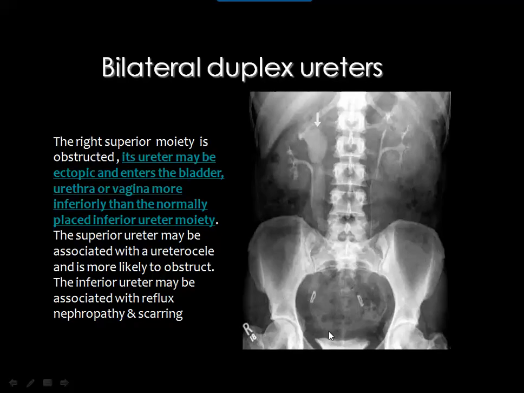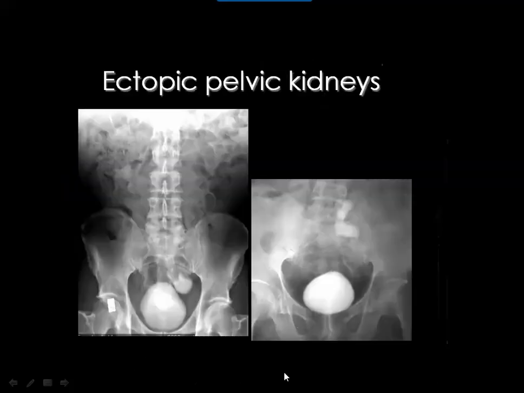Lower down in the pelvis, you see two ureters, the normal one for the lower moiety, the dilated one for the upper moiety. And this is also an example of bilateral renal duplication with hydronephrotic upper moiety on the right side. Its ureter is also considerably dilated, as you can see.